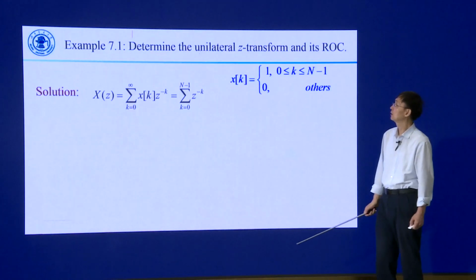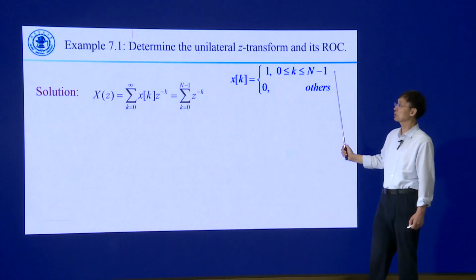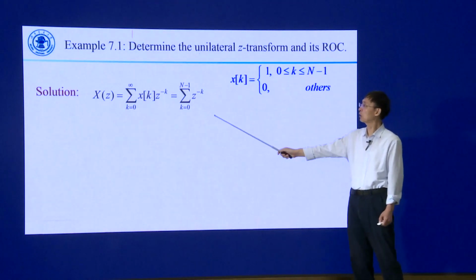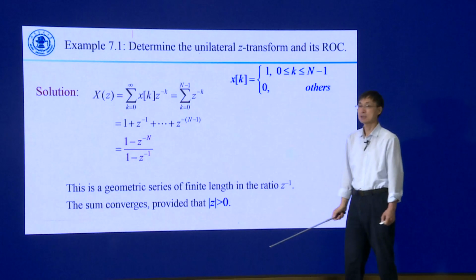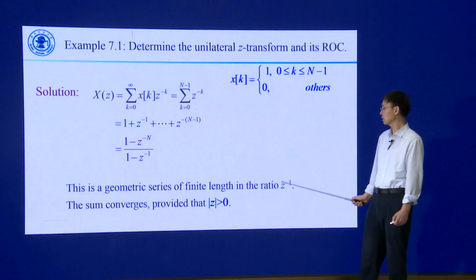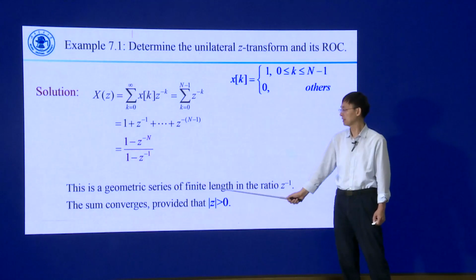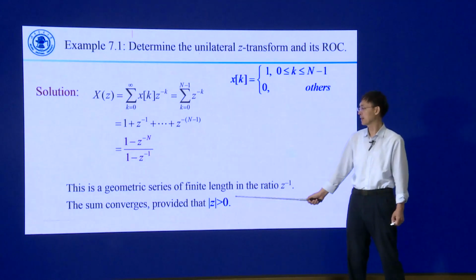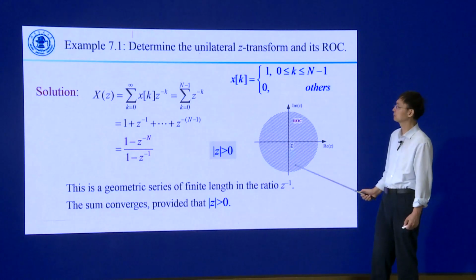For example, determine the unilateral Z transform and its ROC for this signal. According to the definition of the unilateral Z transform, we can get the result. This is a geometric series of finite length in the ratio z to the minus 1. The sum converges provided that the magnitude of z is greater than 0. The ROC can be described in this picture.